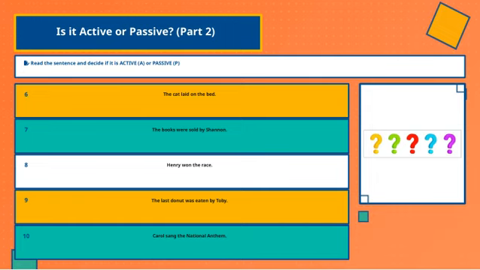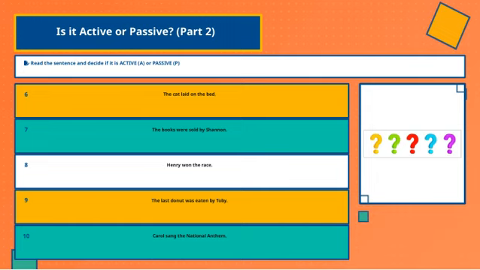Then number 8, "Henry won the race." This one is straightforwardly active. Henry is the subject acting directly, winning the race. Number 9, "the last donut was eaten by Toby." Again, this is passive because the donut is the focus, and Toby is the one performing the action, but the sentence emphasizes the donut. Finally, number 10, "Carol sang the national anthem." This is active. Carol is the subject doing the singing.